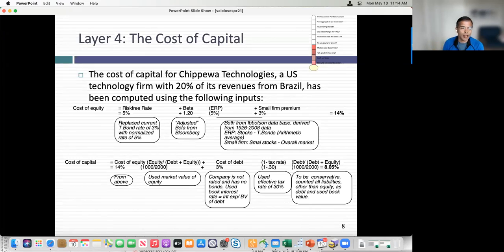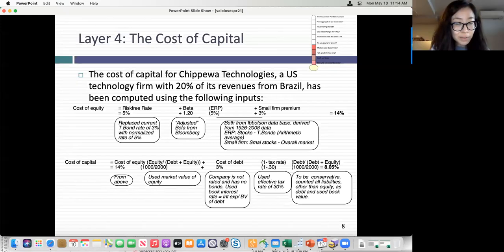So ready, Erin? You're going to help me out. What's the first mistake I made? I think the first one is using the normalized T-bond rate for the risk-free rate.